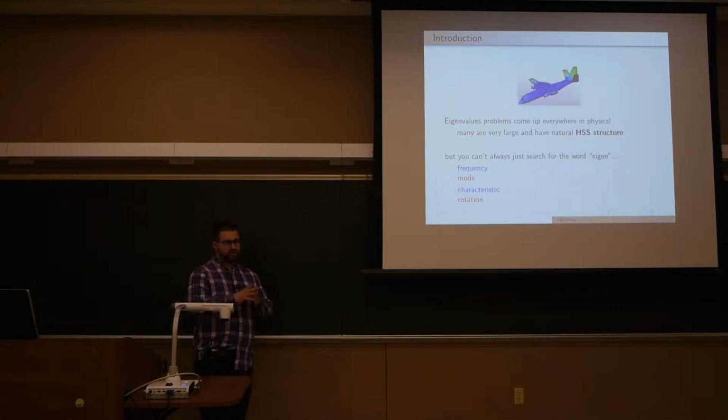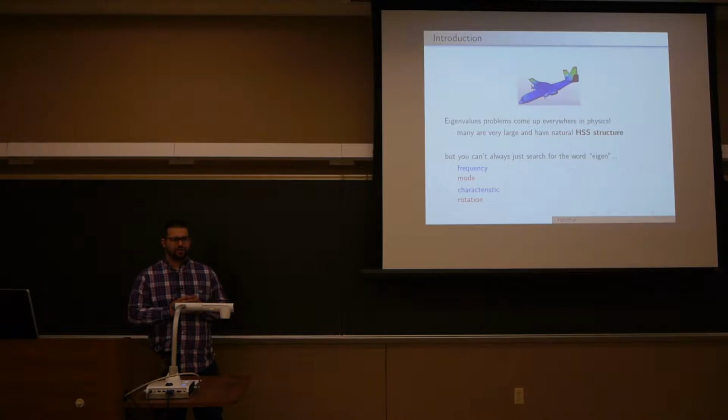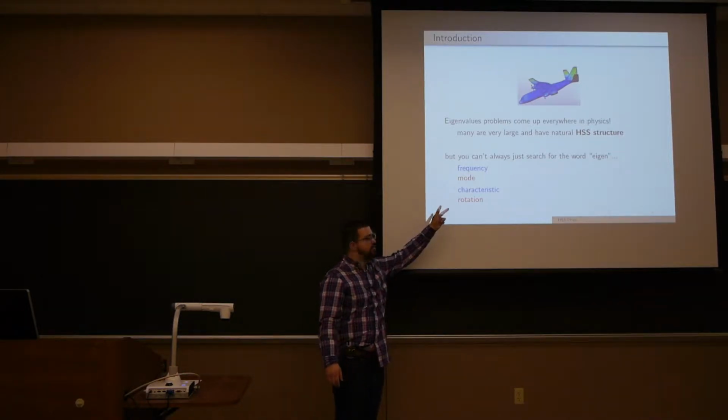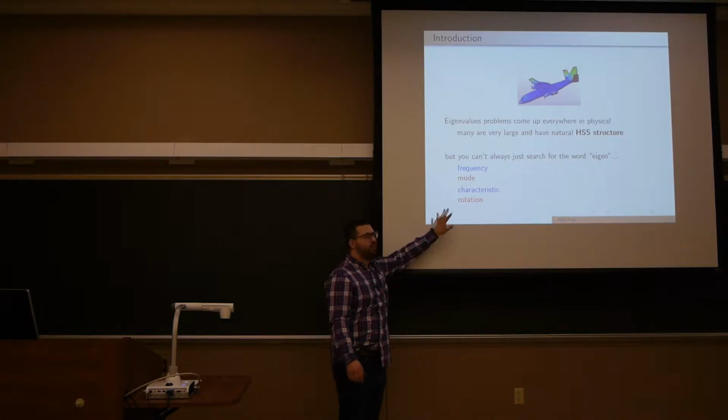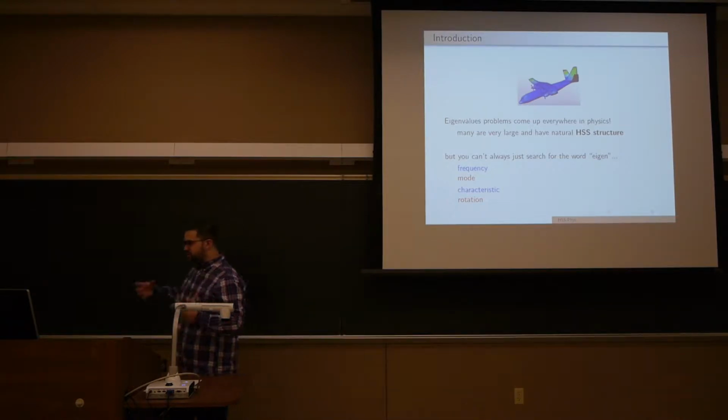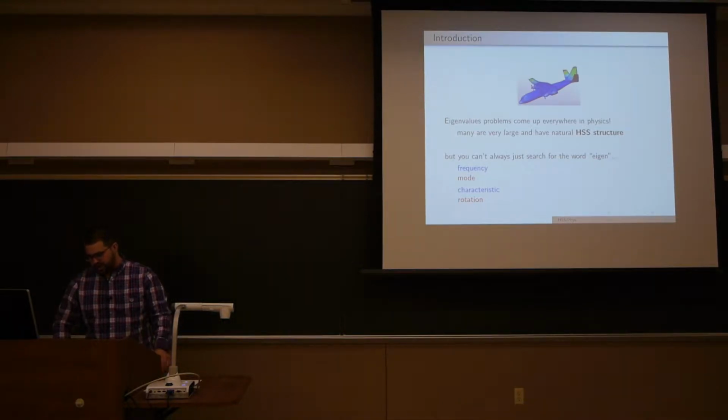Something I'm sure you're familiar with: if you're trying to find good computational physics papers about eigenvalues, a lot of them don't even have the word eigen anywhere in them. A lot of times there'll be papers that just use the words frequency and mode for eigenvalues and eigenvectors, or some of the quantum mechanics and numerical relativity people use characteristics and rotation. There are slight language differences, but it's all talking about the same thing.